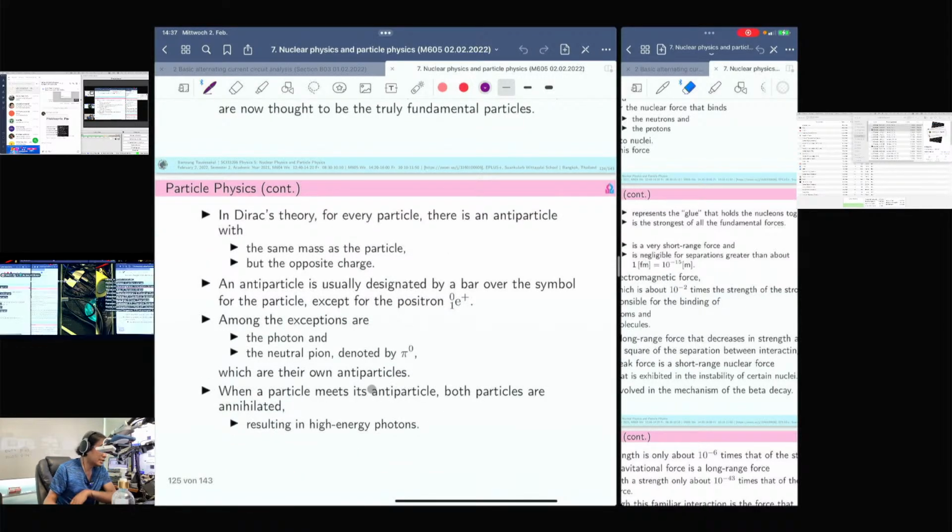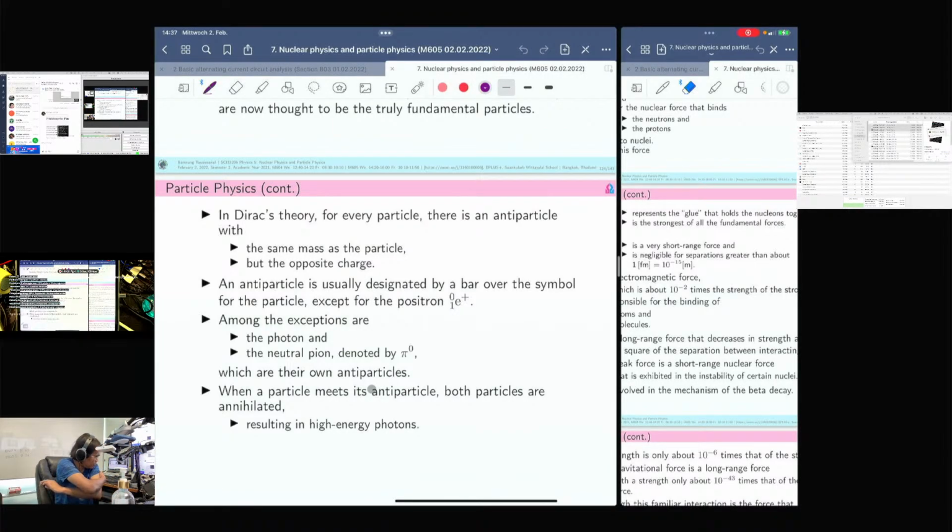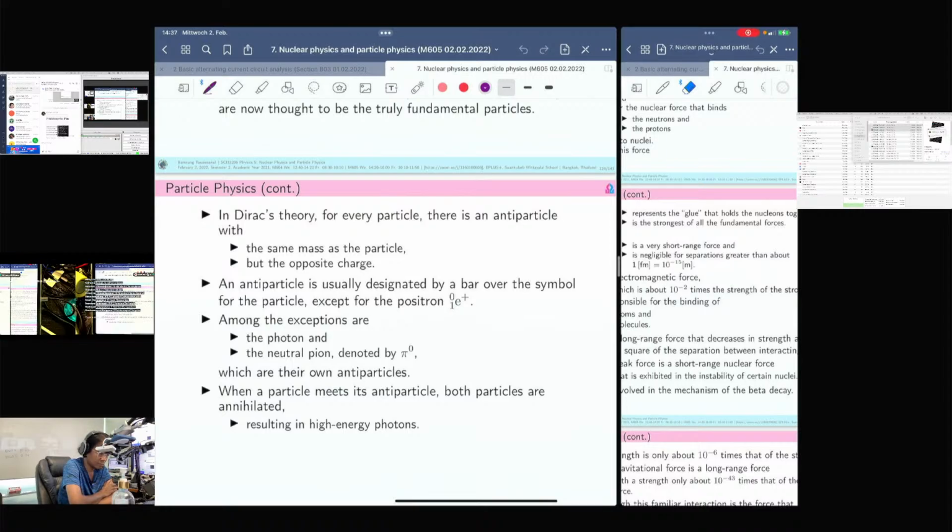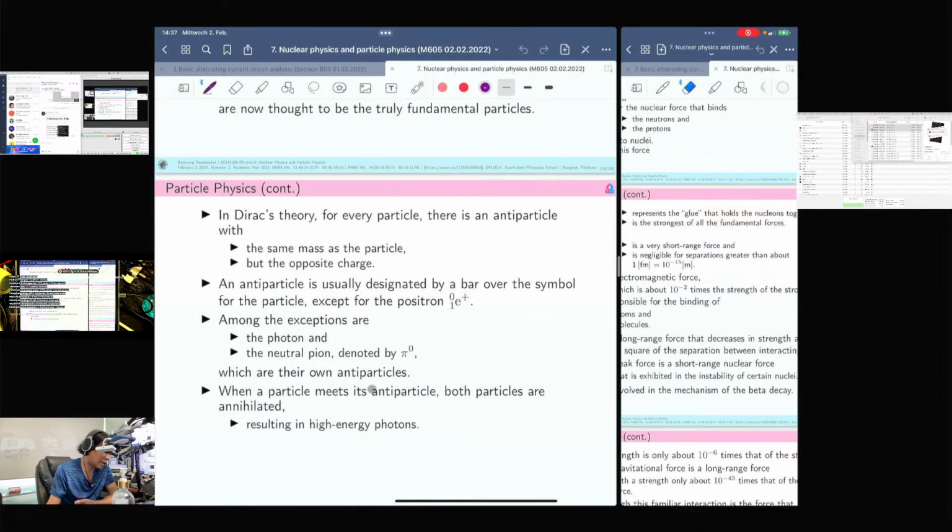When a particle meets its antiparticle, what will take place then? You may have already seen in nuclear fusion that when a positron meets an electron, they combine with each other, and the word for this is annihilation. Both particles will be annihilated, combined with each other, and it will give you a high energy photon, a gamma ray.